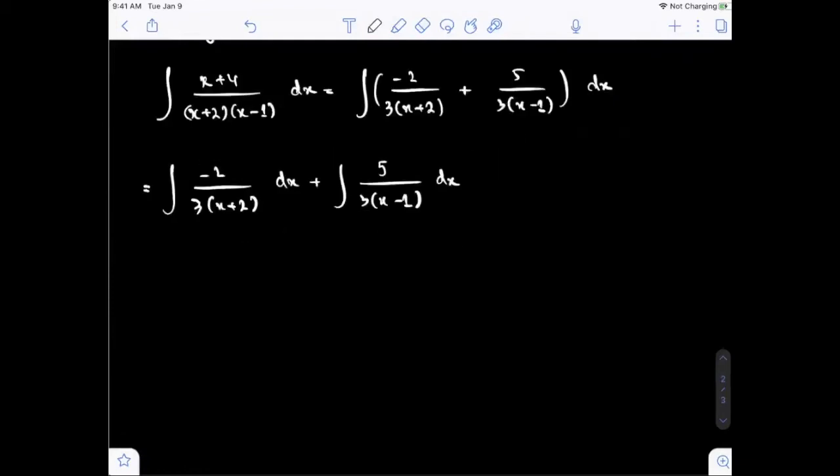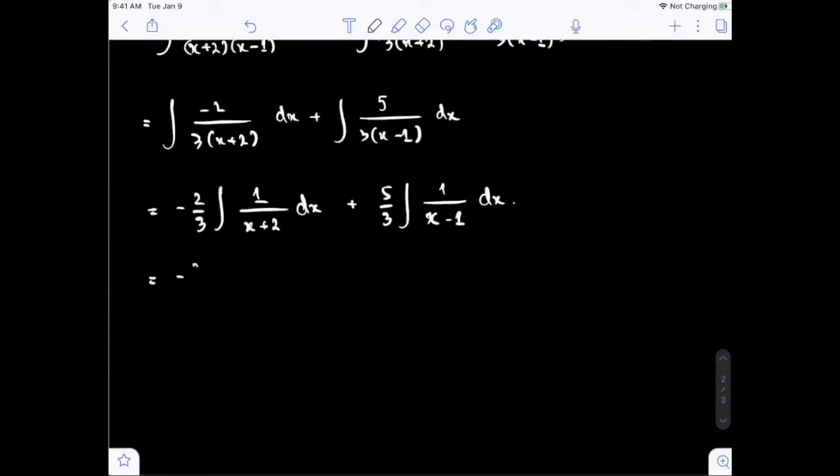So negative 2/3 is the constant multiple. You can write this as negative 2 over 3 times the integral of 1 over x plus 2 dx plus 5 over 3 times the integral of 1 over x minus 1 dx. So the integral of 1 over x plus 2 is going to give you negative 2/3 times ln of the absolute value of x plus 2 plus 5 over 3 times ln of the absolute value of x minus 1.